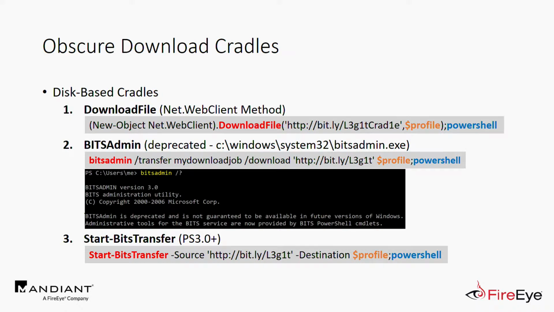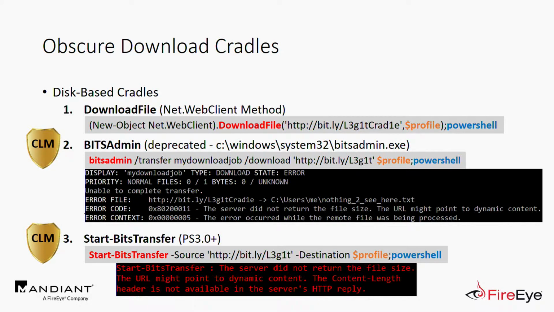So I've broken out the cradles into disk-based and memory-based. Disk-based is often overlooked because usually it's commodity malware that's downloading stuff to AppData, and it's just an executable. But there are some interesting places you could download something to disk and get some benefit out of, like if you're downloading PowerShell code and download it to the profile. Just a thought. So DownloadFile, BITSAdmin, and then Start-BitsTransfer. Those are the 3 options currently in there.